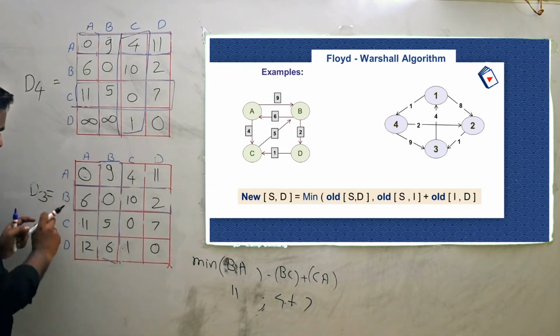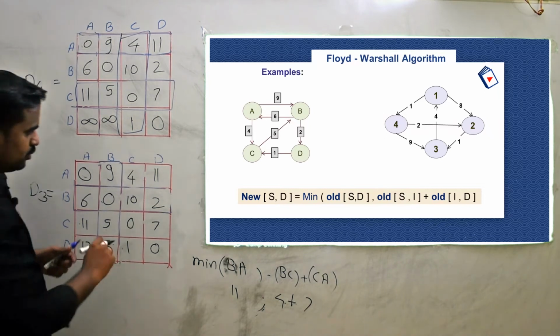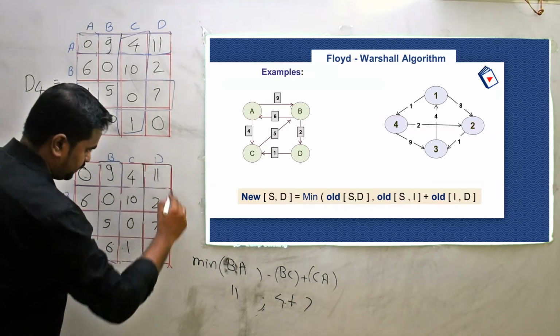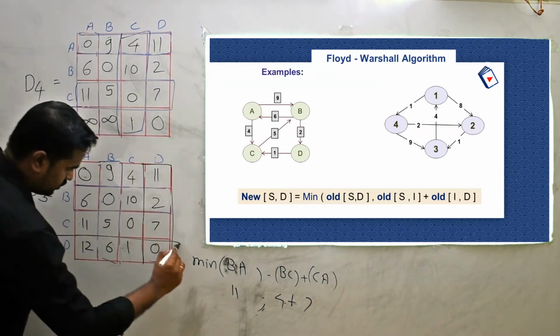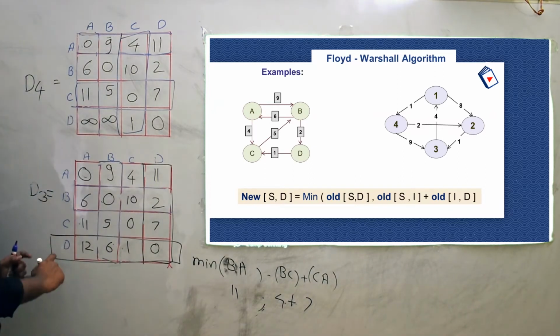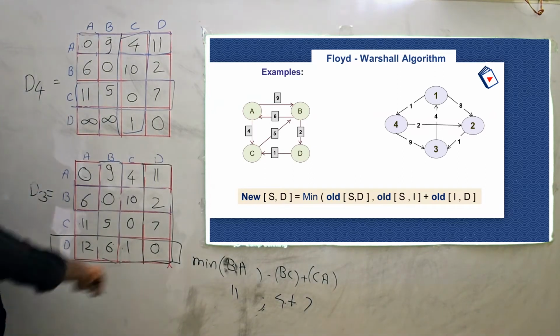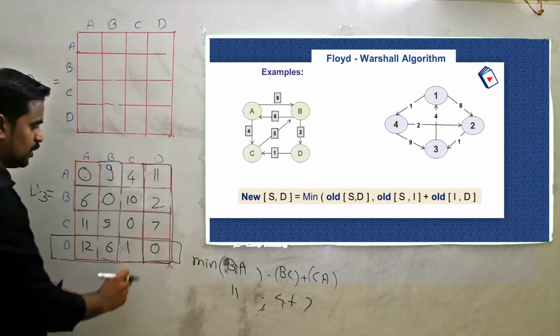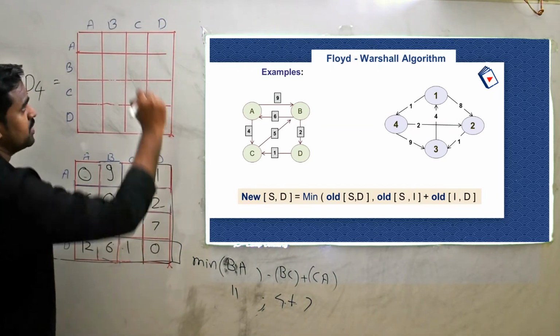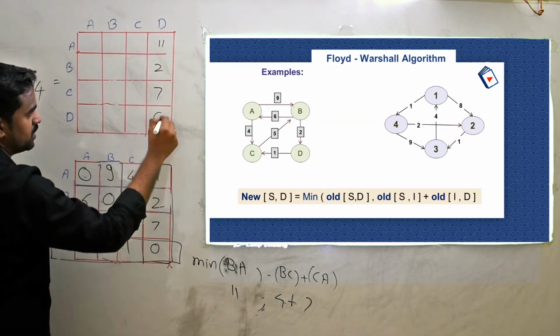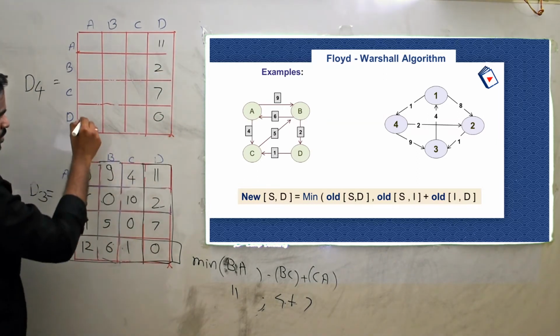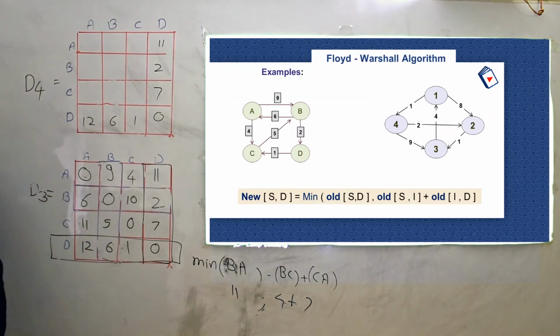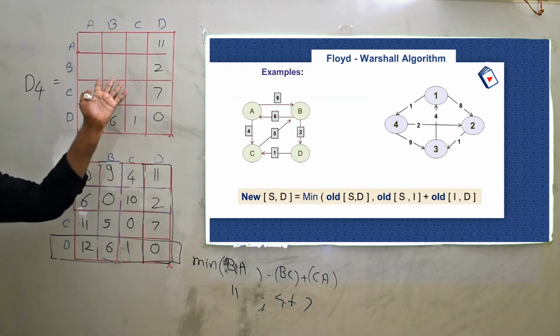ठीक है. So again I need to consider what? I need to consider the fourth row and fourth column. Okay, and now my intermediate node is D. ठीक है. So I'll rough this, and so just copy the values of fourth row and fourth column. 11, 2, 7, 0, 11, 2, 7, 0, and 12, 6, 1, 0. Now again calculate all these values.